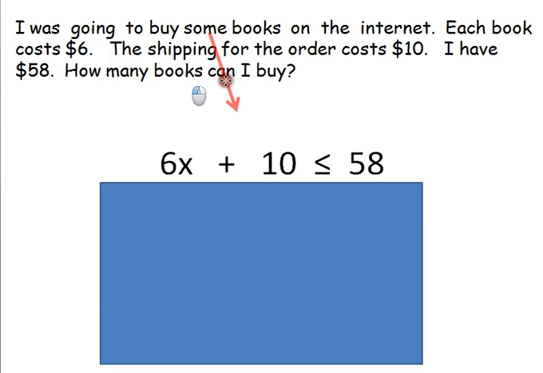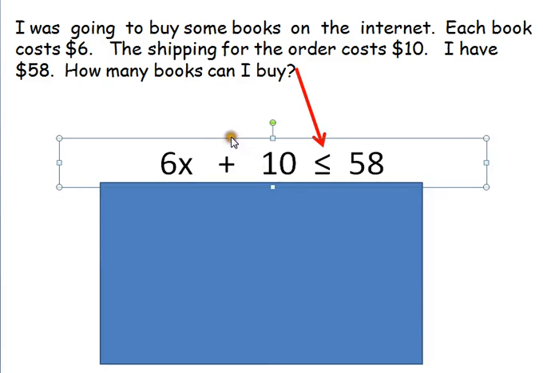Now, you notice I have a different sign right here. That means it's less than or equal to 58. Okay? Because I can spend less than $58. But I can't spend more than $58. And I can spend exactly $58. So this symbol right here means the amount of money I spend over here has to be less than or equal to $58. If I go to the store with $2 and I want to buy some snacks, I can spend $1.50, $1.75, $2, but I can't spend more than $2.